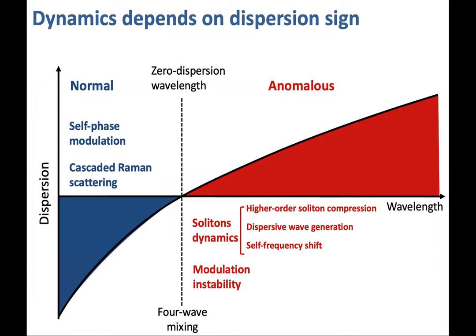And I wanted in particular to emphasize the fact that the dynamics depend dramatically on the sign of the dispersion of your fiber or waveguide. Dispersion represents, of course, the wavelength dependence of the refractive index. So whether you operate in the normal dispersion regime or in the anomalous dispersion regime, the dynamics can be quite different. In the normal dispersion regime, typically you would observe self phase modulation or cascaded Raman scattering, while in the anomalous dispersion regime, you have soliton dynamics and related instabilities, such as higher order soliton compression, dispersive wave generation, soliton self frequency shift or modulation instability, and so forth.